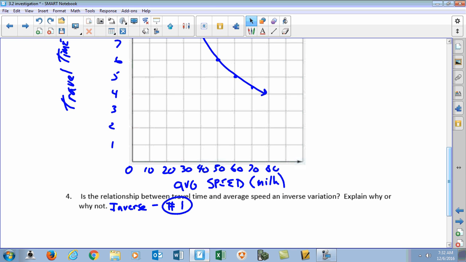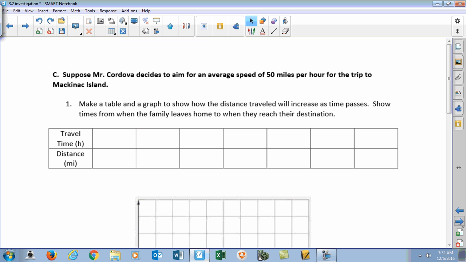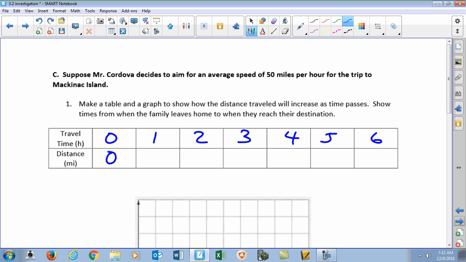All right, getting ready to wrap this up here on the very back page, part C. Taking this to one last level. It says, suppose Mr. Cordova decides to aim for an average speed of 50 miles an hour for a trip to Mackinac Island, which means his speed does not change. So again, if we start off here at 0, 0, and however many hours it takes, 1, 2, 3, 4, 5, 6, he's going to keep everything at 50.